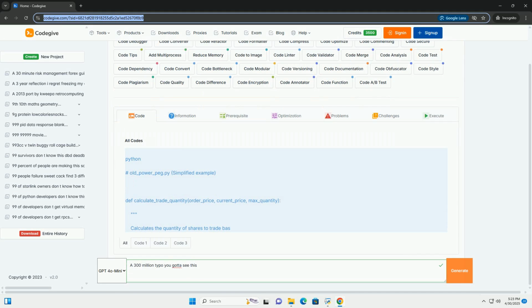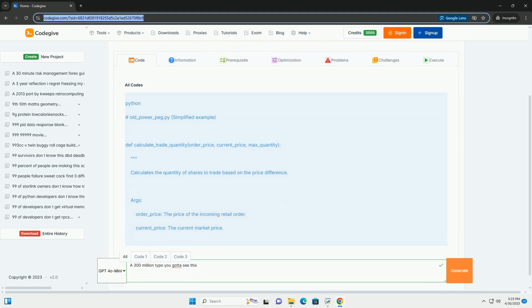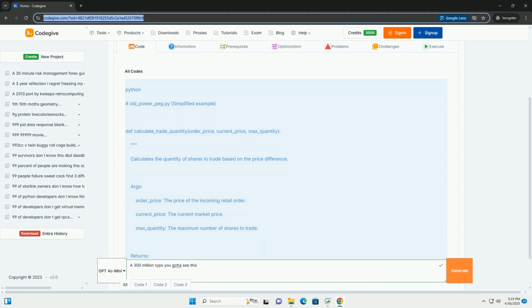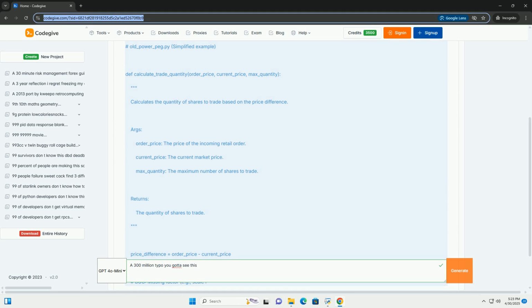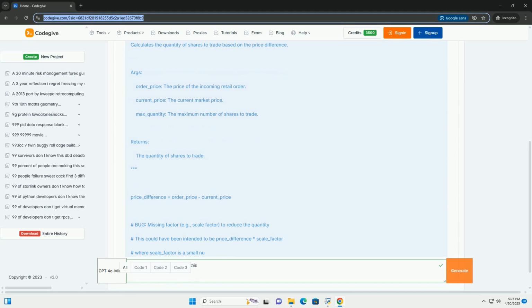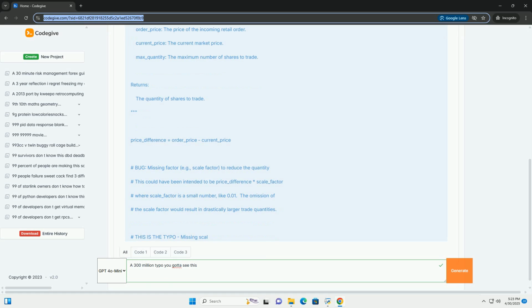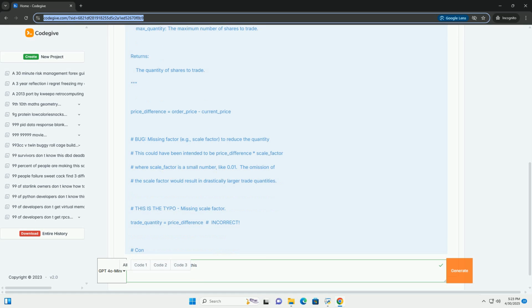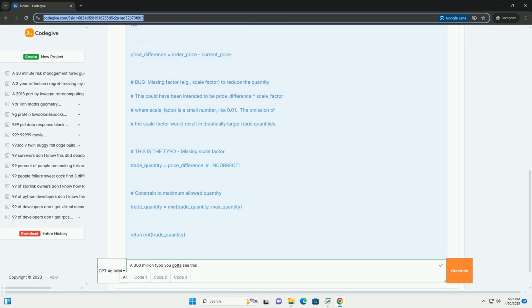The $300 million Typo, a deep dive into Knight Capital's trading disaster. This tutorial explores a real-world example of a catastrophic coding error, the $300 million typo that crippled Knight Capital Group in 2012. We'll break down the incident, examine the underlying causes, and extract valuable lessons for developers to prevent similar disasters.